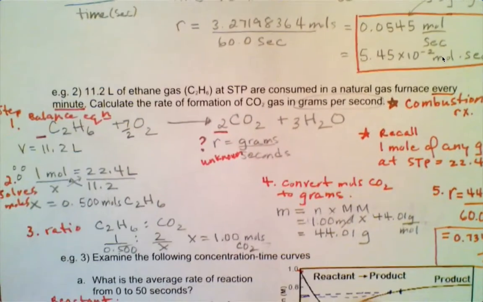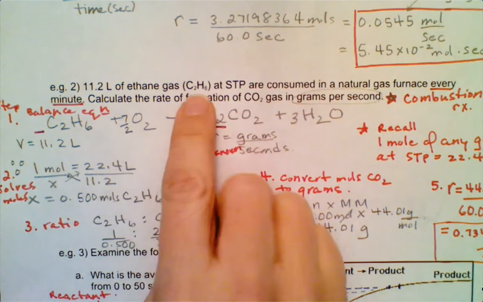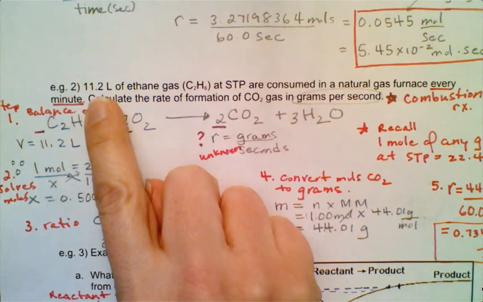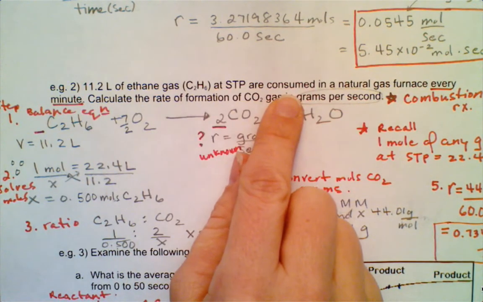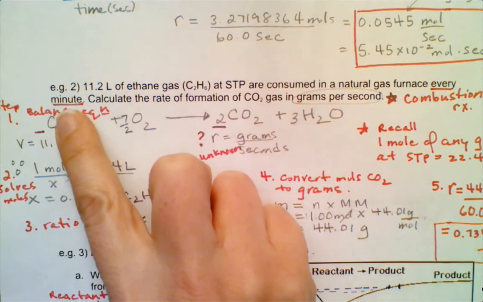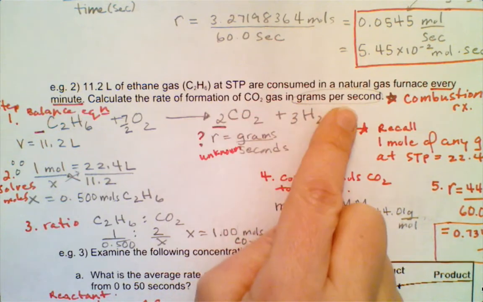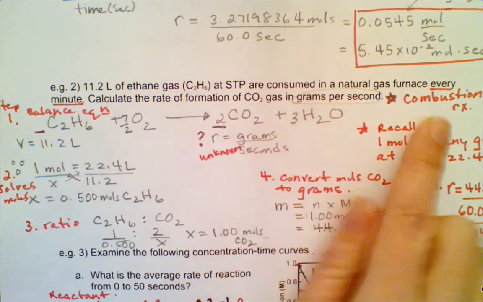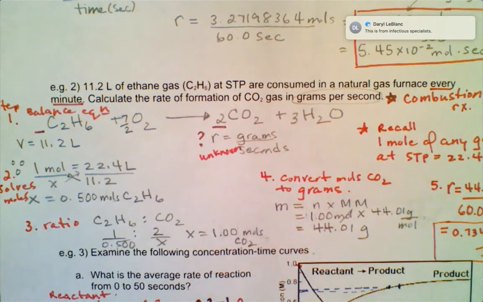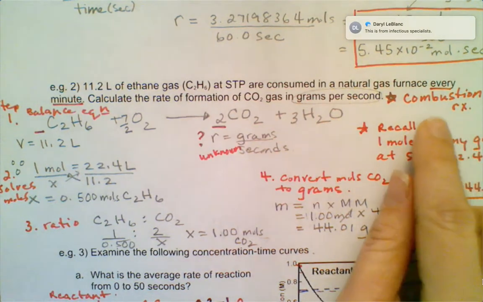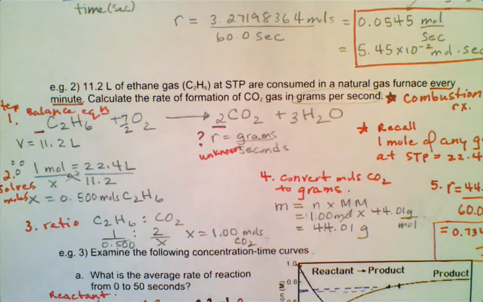And looking at the second example, what we want to make note of is we have ethane, which you know the formula of, and they're telling you that 11.2 liters of ethane gas are consumed, meaning used up, in a natural gas furnace every minute. Calculate the rate of formation of carbon dioxide gas in grams per second. So we can assume at this point, because it's being burned, this is a combustion reaction, and they don't specify whether or not this is incomplete or complete, so you just assume complete combustion.